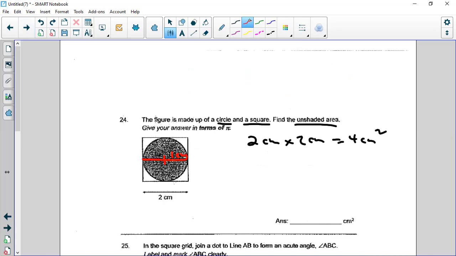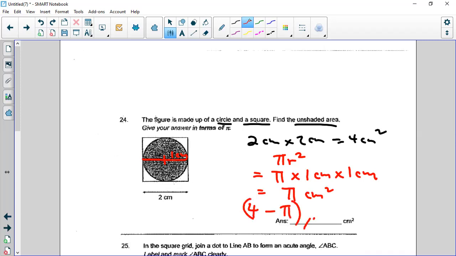To find the circle area, always write your formula. Like those of you in my class, you always write the formula first. So what is pi r squared? Leave your answer in terms of pi. So just put pi in your steps. And what's the radius? 1 cm times 1 cm. So 1 times 1 is still 1. 1 times pi is still pi. So the circle area is pi cm squared. Okay, that is the circle area. So how do you get the unshaded? You take the square minus circle, and that's how you get the unshaded. Okay, the square minus the circle.